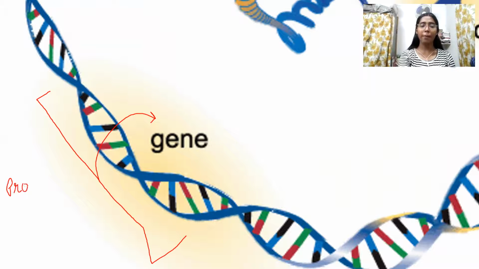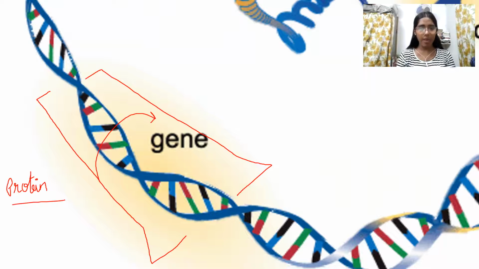So, for example, I have a protein, any kind of protein you could take. I have a protein, and that protein has to be made, right? There are different processes through which protein is made, or you could say synthesis of protein in the cell takes place. So this gene has all the information required for the formation of protein.